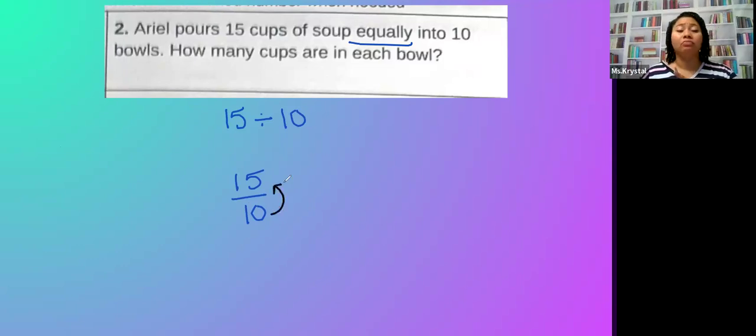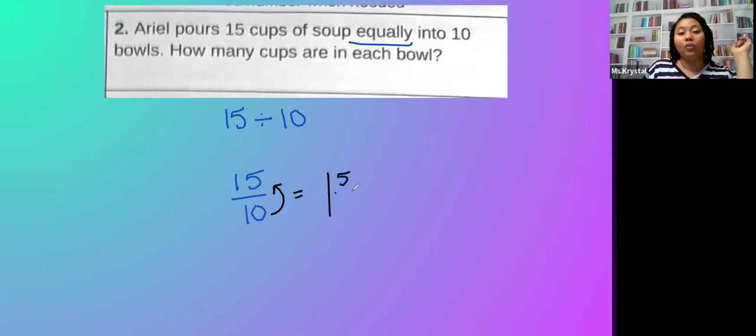10 times 1 is 10. 10 times 2 is 20, which is too big, so we're going to stop at the 1. Let's count up until we get to 15. We're trying to see the distance from 10 to 15: 10, 11, 12, 13, 14, 15.